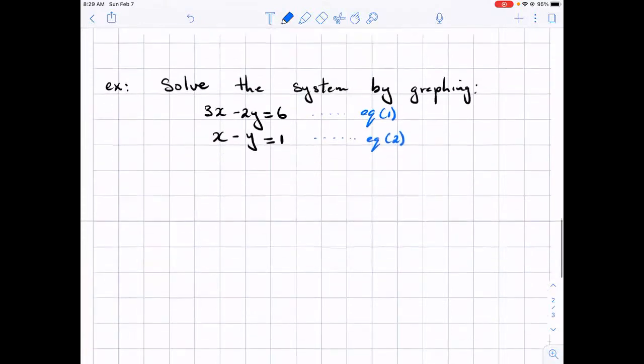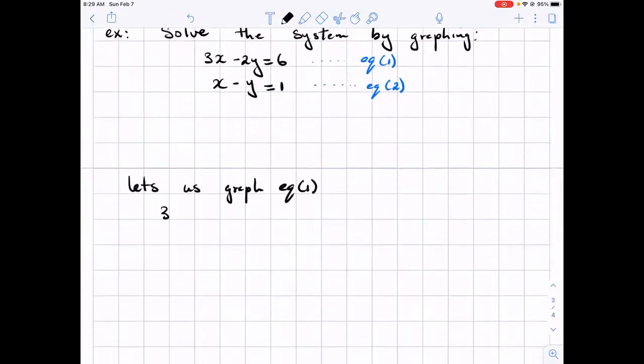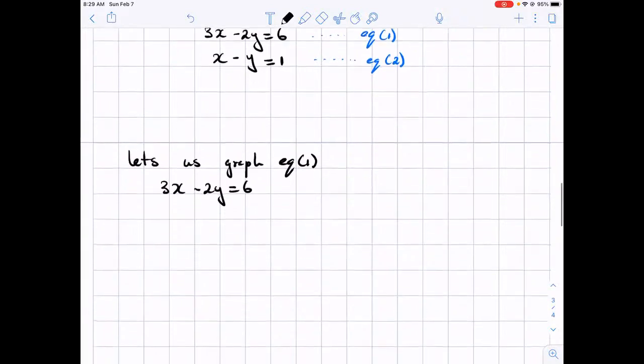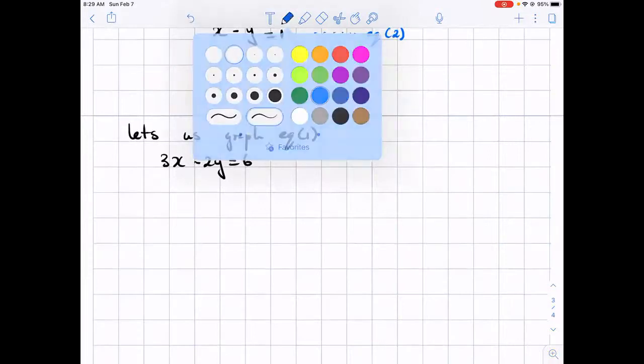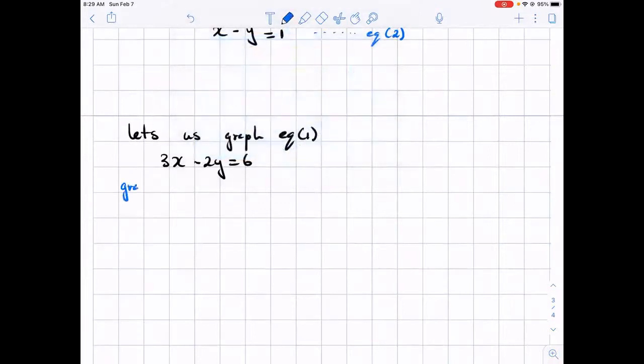So let's graph equation 1, which is 3x minus 2y equals 6. Now remember, you have learned at least 3 ways to graph equations. So in this example, I'm going to graph by finding the intercepts.